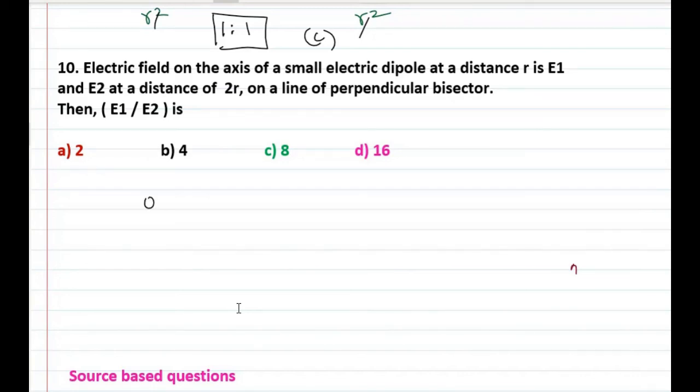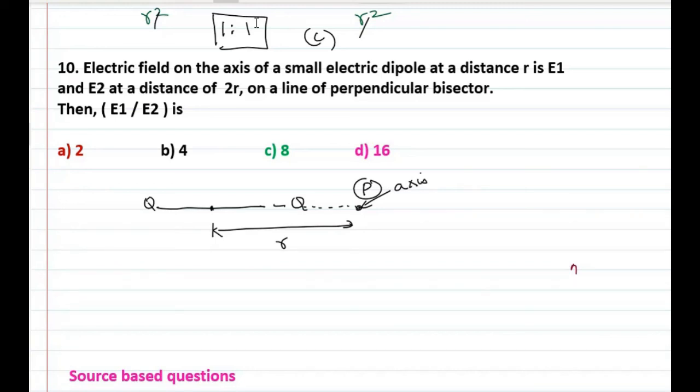So let Q and minus Q be the two charges. That is an electric dipole, right? Two equal and opposite charges separated by a short distance. Along its axis, the distance from the center is r. This is the axial point. Let P be the axial point along the axis of the dipole, and the perpendicular bisector is along the perpendicular at the midpoint. This is a perpendicular bisector point.